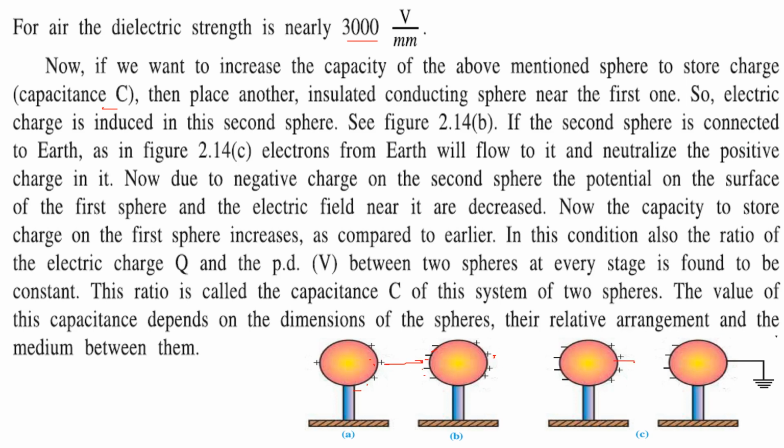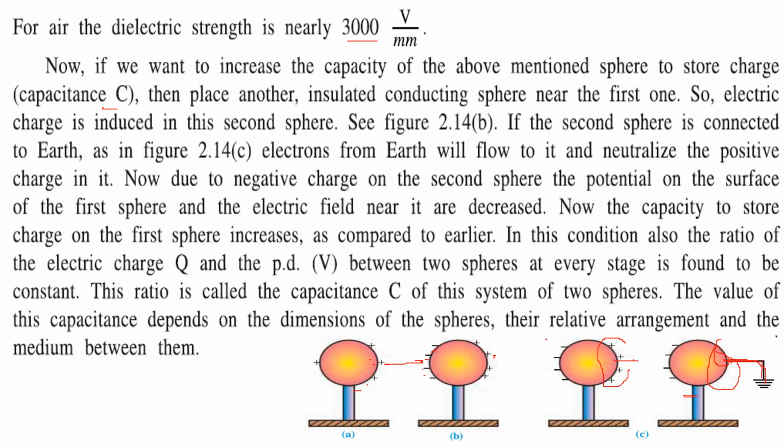Now we can just put a ground wire here, and this positive charge will be gone. If the second sphere is connected to Earth, electrons from Earth will flow to it and neutralize this positive charge. Now, due to the negative charge on the second sphere, the potential on the surface of the first sphere and the electric field near it will decrease. So the capacity to store charge on the first sphere will increase as compared to earlier.